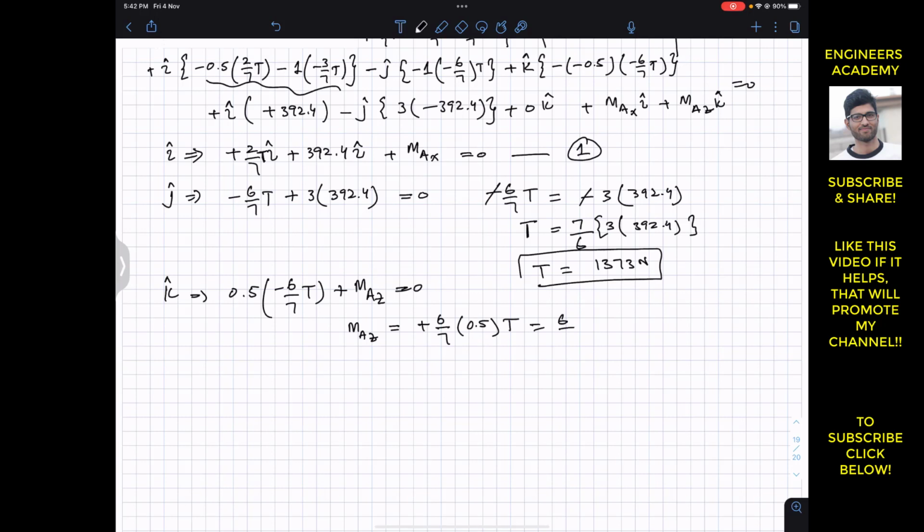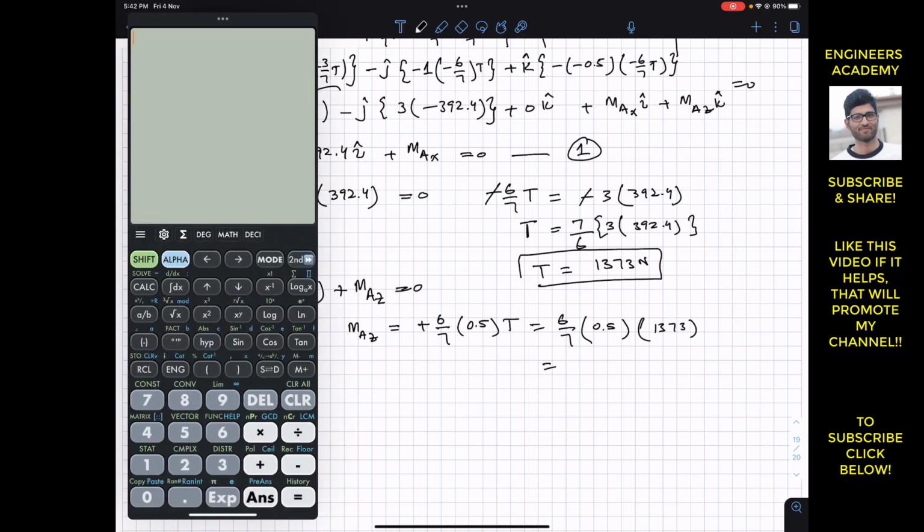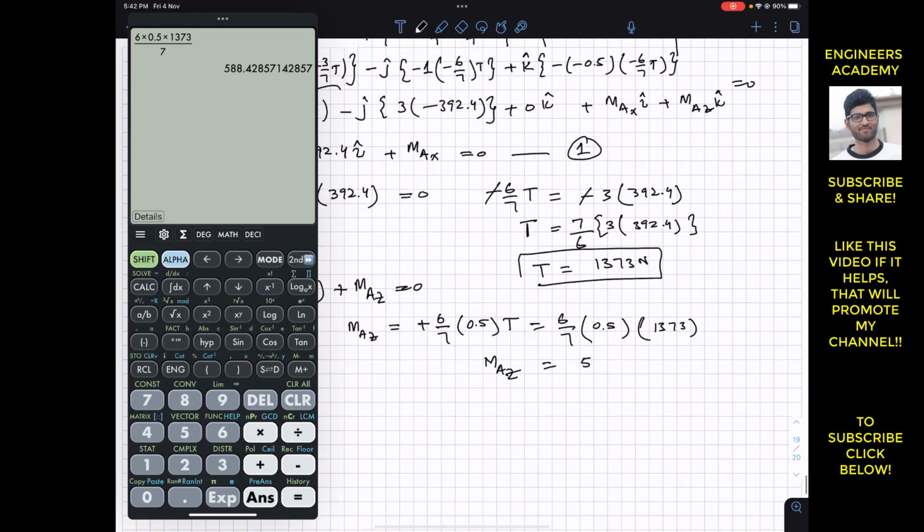So we can write 6 divided by 7 into 0.5, and now the t magnitude is known, which is 1373. So 6 multiplied by 0.5 multiplied by 1373 divided by 7. This gives us 588. So the moment at A about the z-axis is 588.4 newtons, or we can say that this is approximately 588 newtons.